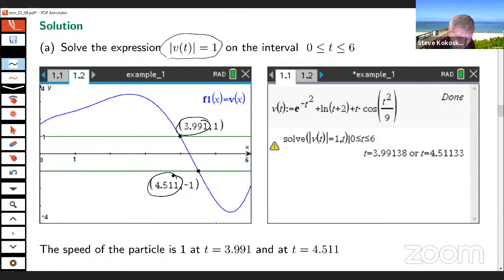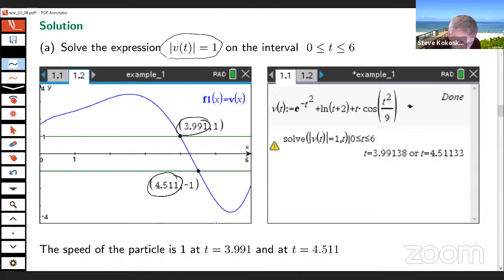And I wanted to show you this on a calculator page. I know Tom kids me about this all the time, but I always explore on the graph page, but confirm on the calculator page.